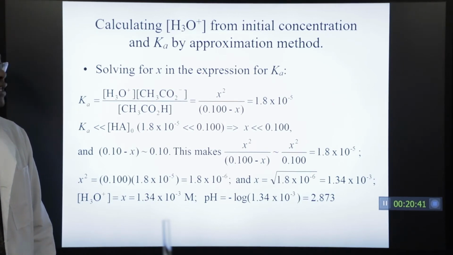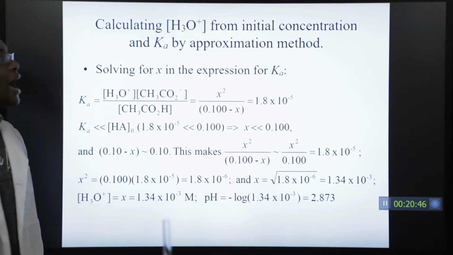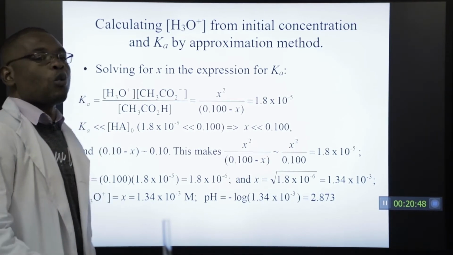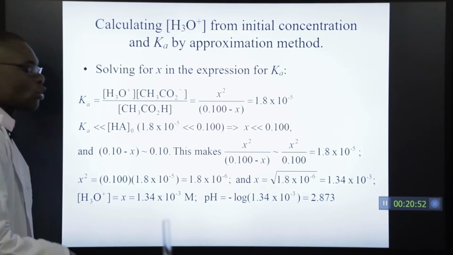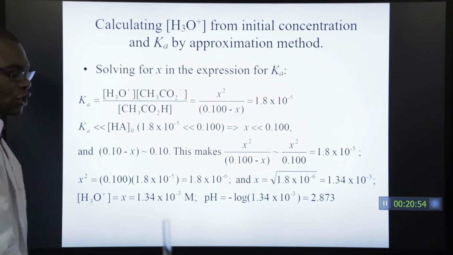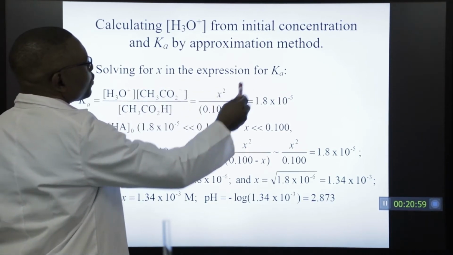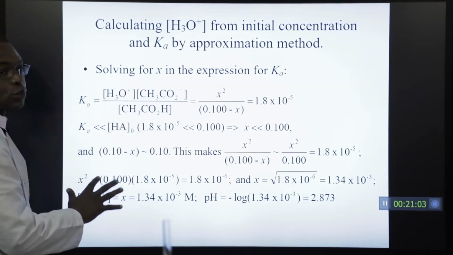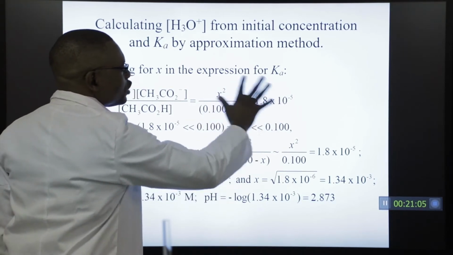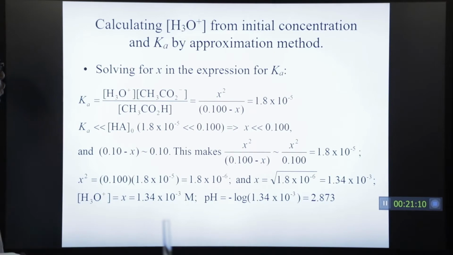I don't know if your teachers have emphasized this before, but you are expected to know this approximation method when it comes to weak acids and weak bases. So how do you make this approximation? Boys and girls, solving for X in the expression for Ka, we have got our equilibrium expression and the substitutions we have done, where we now have a mathematical representation of the equilibrium expression. So what are we saying?